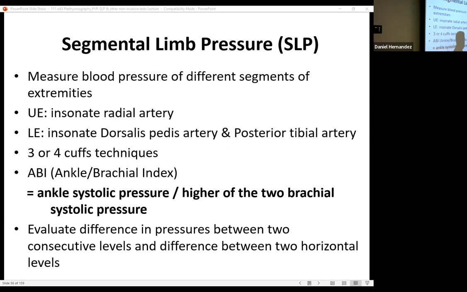You just have to remember it's the higher of the 2 brachial pressures. We always do both brachial pressures and we have to use the higher of the 2 for this calculation, regardless of which leg you're assessing. You take the higher of your 2 brachial pressures to put into that calculation.